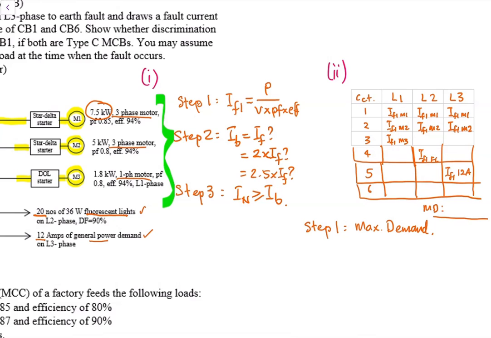Whereas for fluorescent light, I can calculate the I full load. I full load is 20 times 36 watt multiplied by 1.8, remember, factor, divide by single phase, because this one is in one phase, L3 phase. So divide by 230 volt, multiply by a diversity factor of 0.9. So this one will be the fluorescent light.